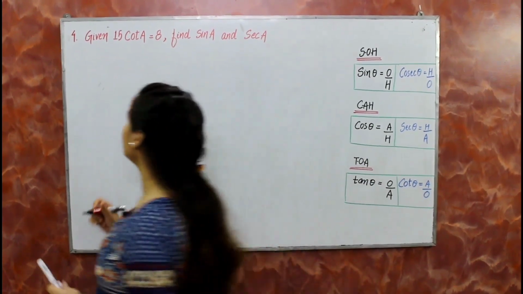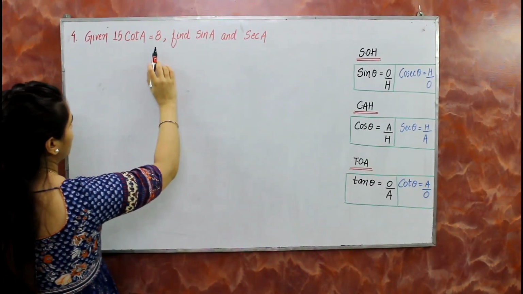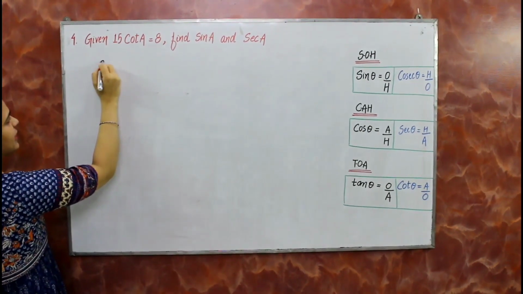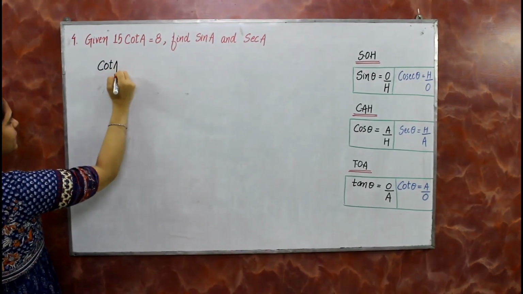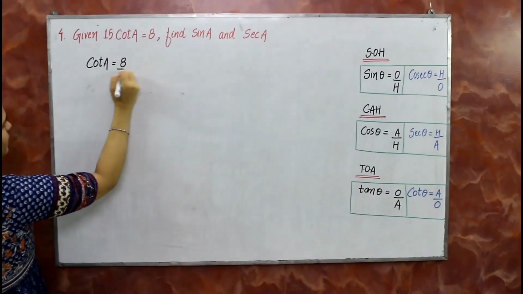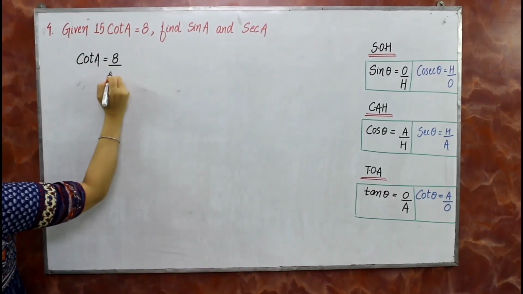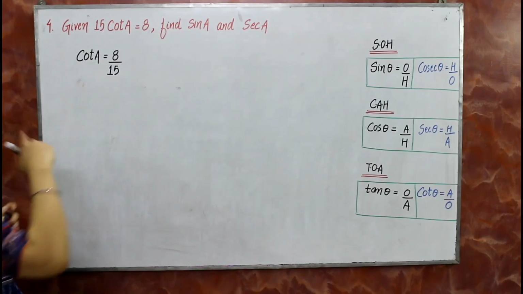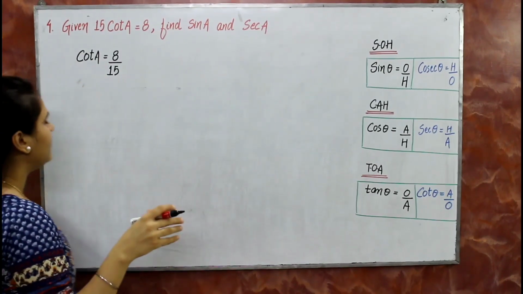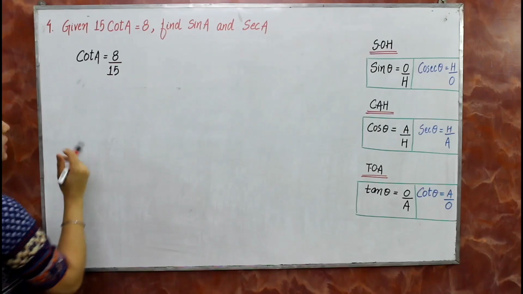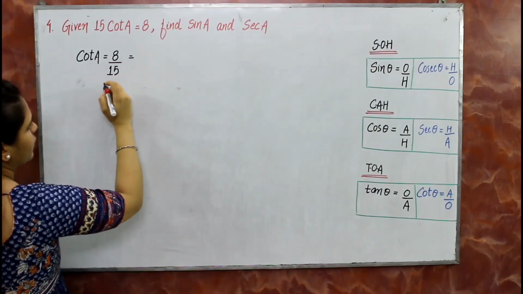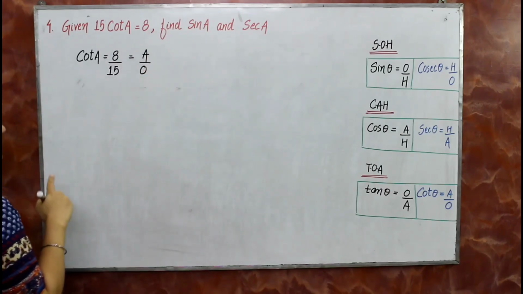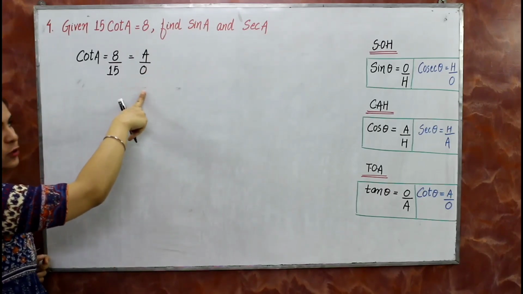Question number 4. Given 15 cot A is equals to 8, find sin A and secant A. In this question, we can find the value of cot A by shifting 15 to right hand side. So this will be 8 upon 15. Cot A is reciprocal of tan A. You know the formula of tan A, which is opposite upon adjacent. So its formula will be reciprocal of opposite upon adjacent, that is adjacent upon opposite. That means in this case you have to find hypotenuse as well.